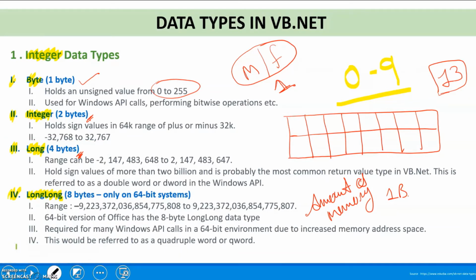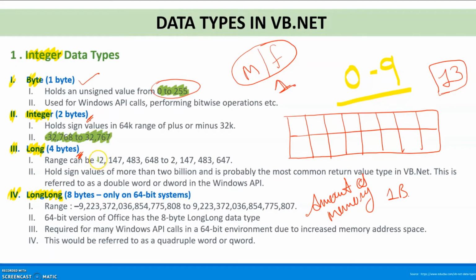Here we have the range, like when we say byte, 0 to 255 unsigned value we can store. In integer the range is -32768 to +32767. Similarly for long there is a larger limit, right? Here you can store bigger numbers, and long has a huge capacity.